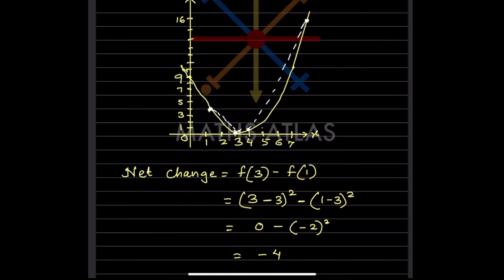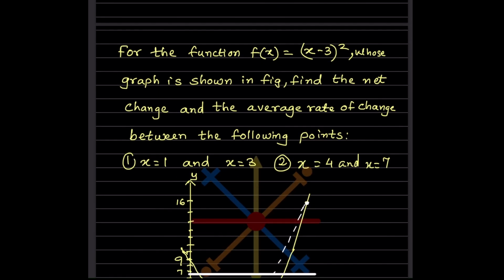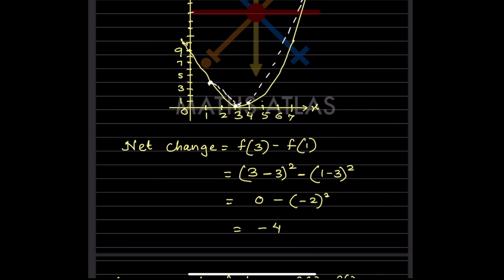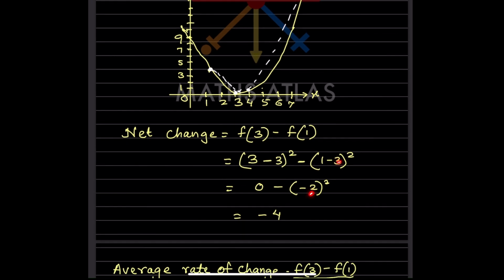F of 1, that is 1 minus 3 square in the same function. So that is going to be minus 2 square. So here you are going to get this minus here, and minus 2 square is going to be 4. So the answer is minus 4.